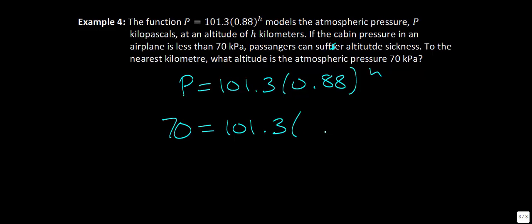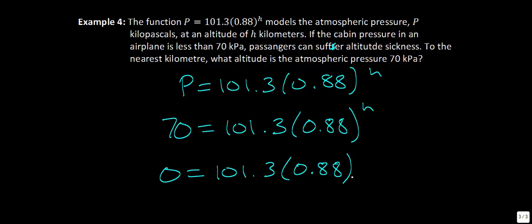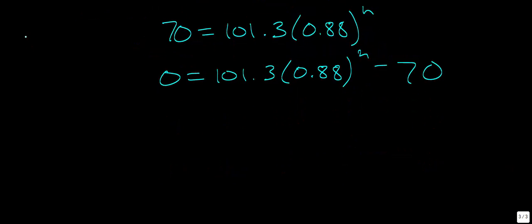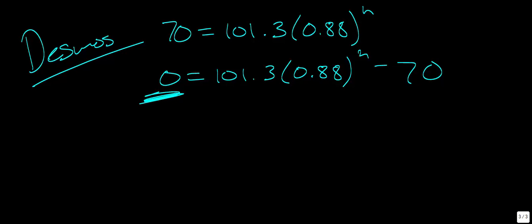And what you're going to need to do here, this one is a little bit easier, I suppose, or maybe about the same, is you're just going to need to graph this one again. And so we're going to use the same strategy we used last time. We're going to set this equal to 0, and we'll go and find the 0. So we have 101.3 all multiplied by 0.88 raised to the power of h, and we'll just subtract 70. Again, this is a question where you'll need to go to Desmos.com in order to solve that. But once you go to Desmos.com, again, you'll be looking for the 0 because we've set it equal to 0.